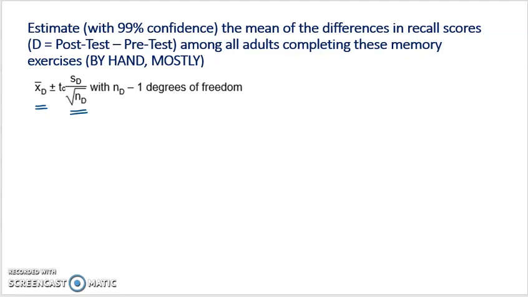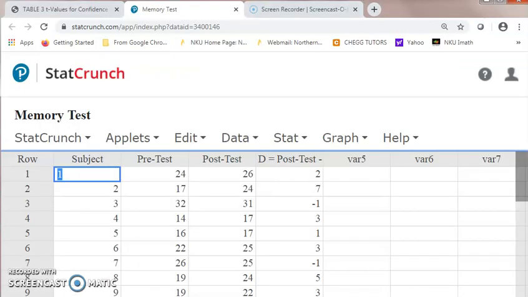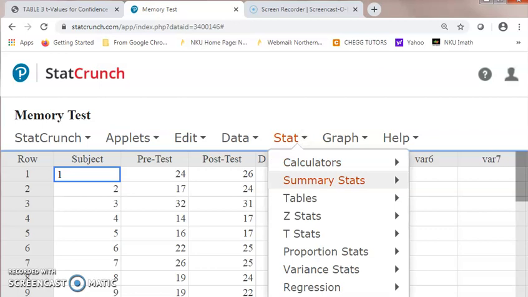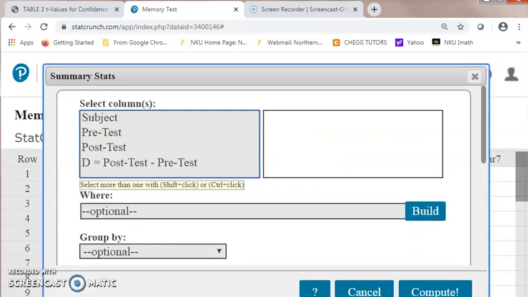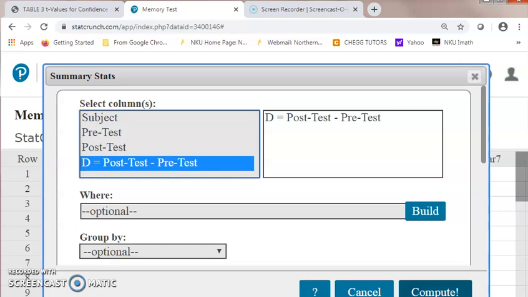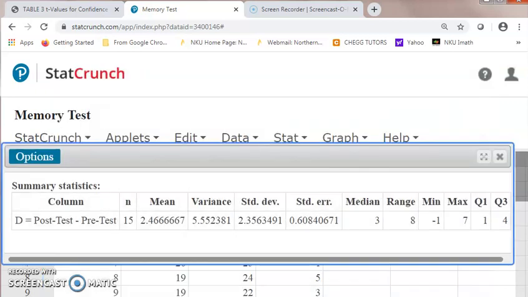To get that, and this is why I say this is by hand mostly, we need to go to StatCrunch. So you have the column of differences here. If you want to get x bar of D, the sample mean, and the S of D, the sample standard deviation, you need to go to Stat and Summary Statistics, on a column, there you go. And on the column of differences, compute that. And notice what it does is it gives us a value, it gives us the differences.